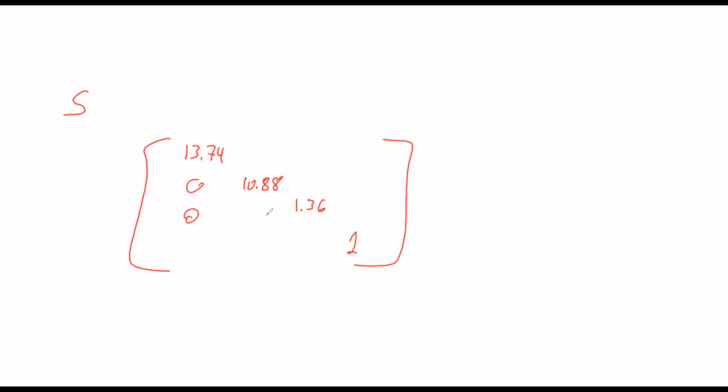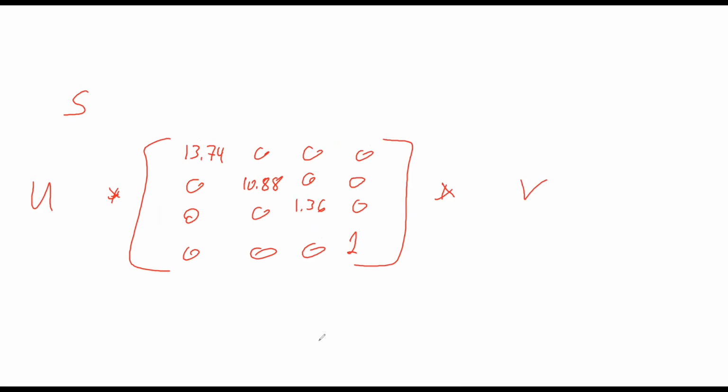Imagine that I have the S matrix, right? So I'm only looking at the diagonal matrix now, and I'm going to give it some data. So I'm going to say the values are 13.74, 10.88, 1.36, and 1. Okay, so that's my S. The rest is just going to be zeros, 0, 0, 0, 0, 0, 0. That's why it's called a diagonal. The S matrix, where this one is U and then this one is V, right?